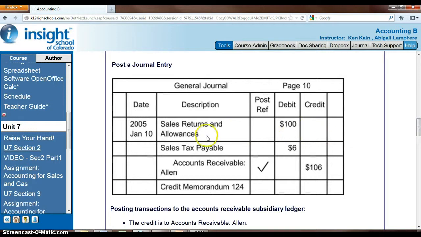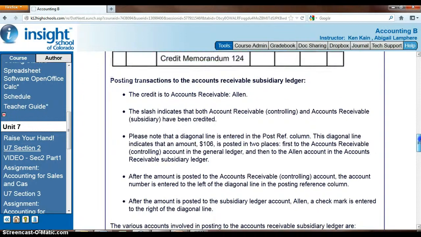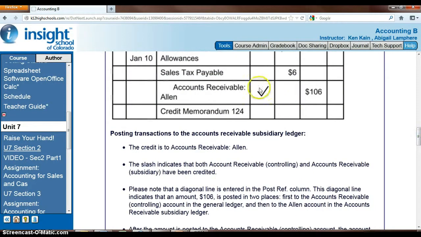So here's what it looks like in our journal. We are recording our debits first in our journal, because we always put our debits first. We are debiting sales returns for $100 and sales tax payable for $6. And then we are crediting our accounts receivable account for $106. And you can see that they kind of give you an explanation here about when you record it. You need to be putting a mark through it to say that you recorded it in both places.